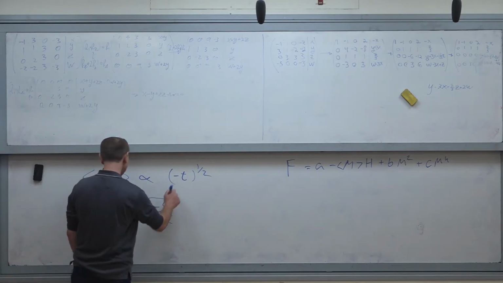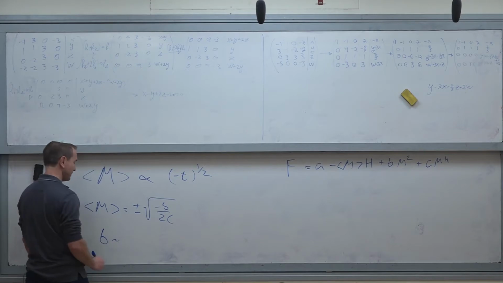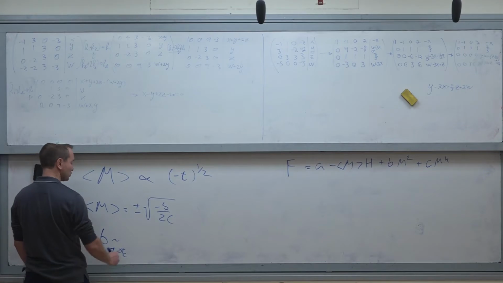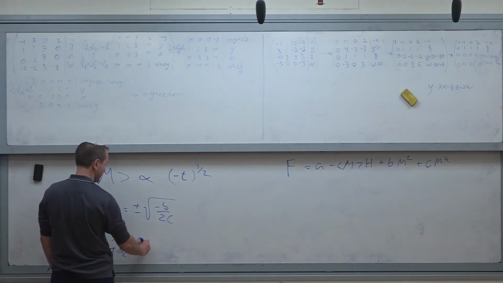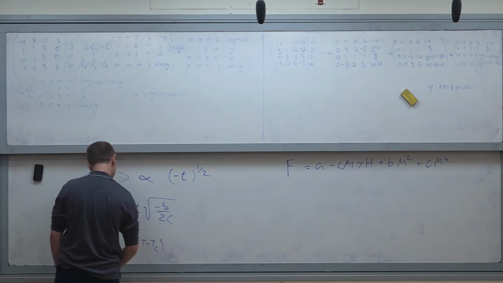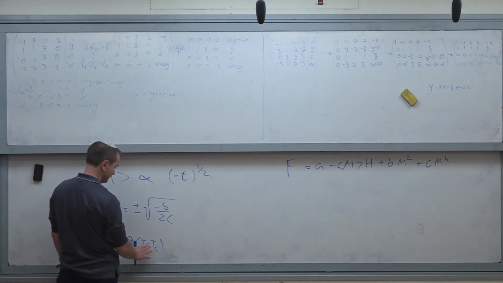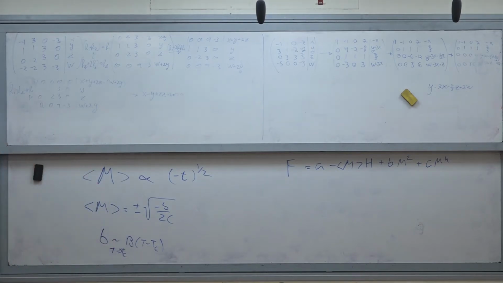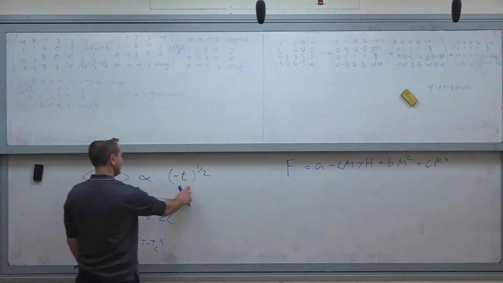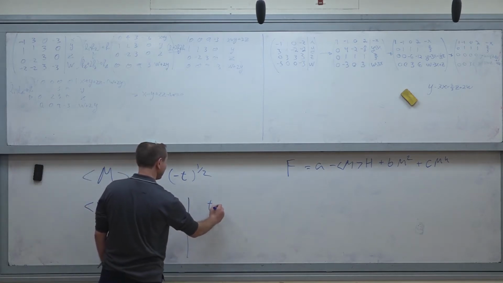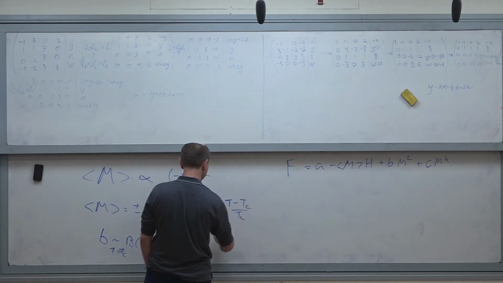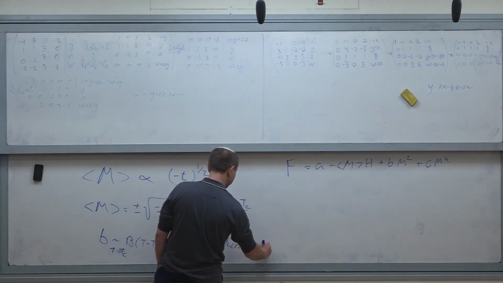We obtained this solution, or more specifically that b, when t goes to tc, is proportional to some constant times t minus tc. And specifically, the t that we have over here was the reduced temperature, which is T minus Tc divided by Tc. This is the reduced temperature.